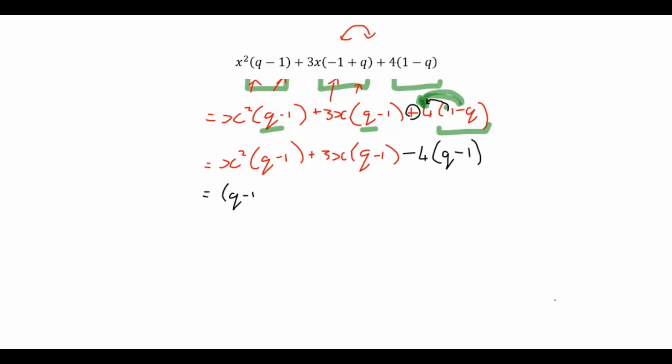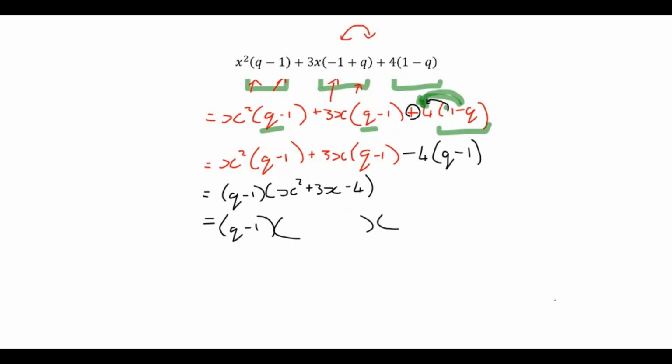It's q minus 1, and what's left? Well, we have x squared plus 3x minus 4. And are we done? No, we're not. What I want you to see is we have a trinomial. Remember they said factorize fully. Okay, so factorizing that trinomial.